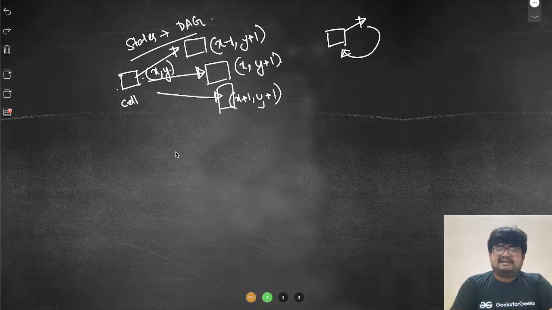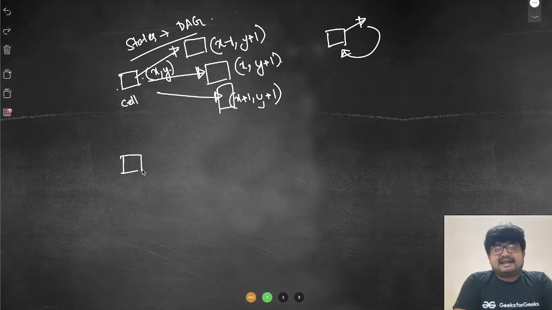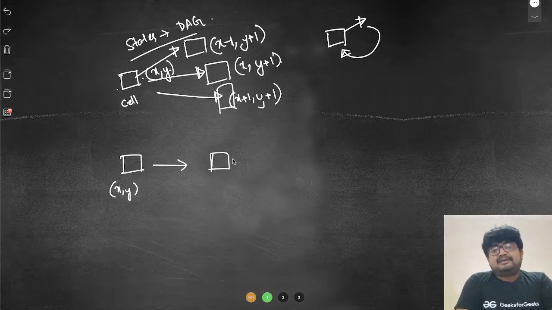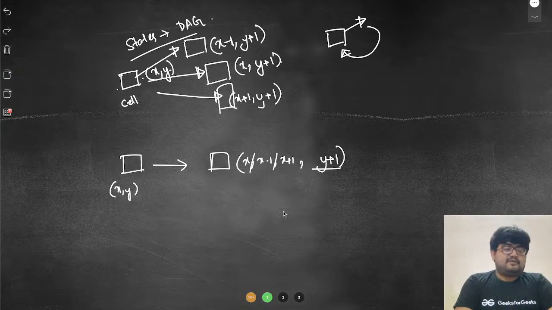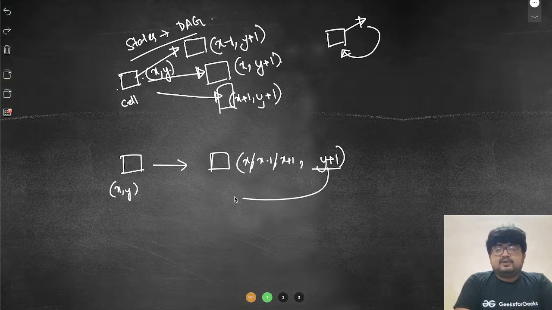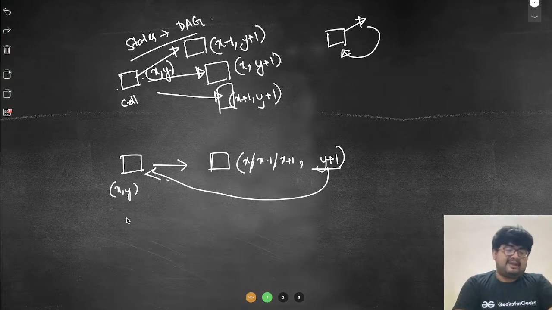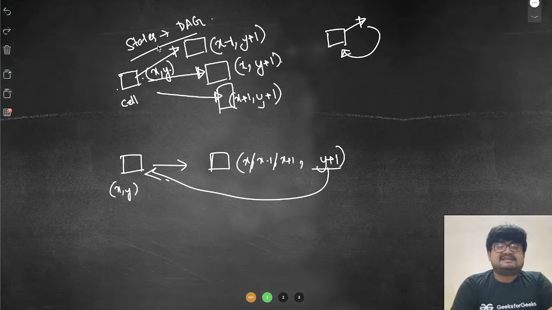I believe you understand this, right? If you are at cell x comma y, you are always going to x, x minus 1, or x plus 1, one of them, but y plus 1 is always happening. So once you go from x comma y to y plus 1, there is no way you will come back to x comma y again. So there will never be a cycle. The states are forming a directed acyclic graph, so we can use dynamic programming for our problem.